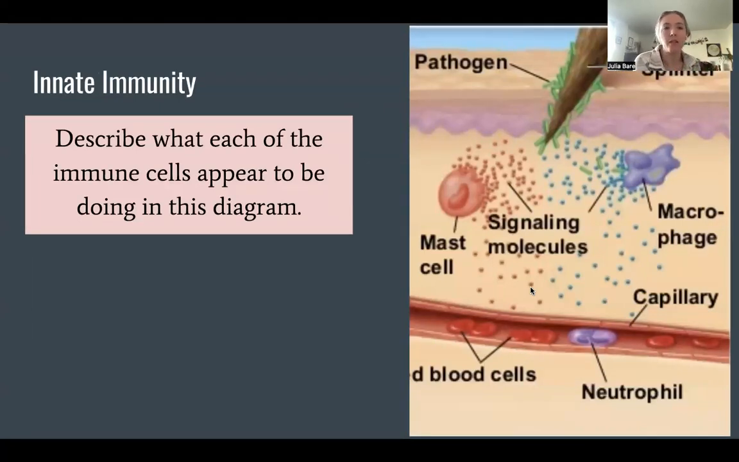Okay, so let's take a look at an example of innate immunity and an example of an infection. I want you to take a look at this diagram and describe what each of the cells appears to be doing in this diagram. I'll give you a second and jot down a couple of responses.